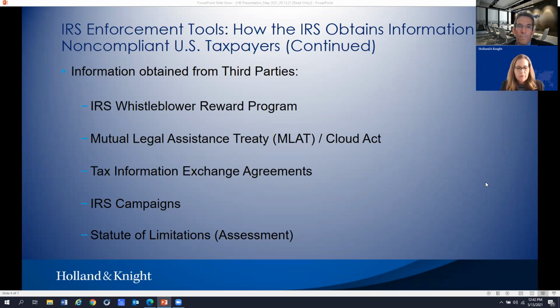One more very important one is that the statute remains open indefinitely for a taxpayer that has either filed a fraudulent return or not filed any returns. So we had one question that I saw that I do want to just touch on real quickly. The question is, what are your thoughts when the IRS or state taxing authority asks to extend the statute of limitations when they're doing an audit?